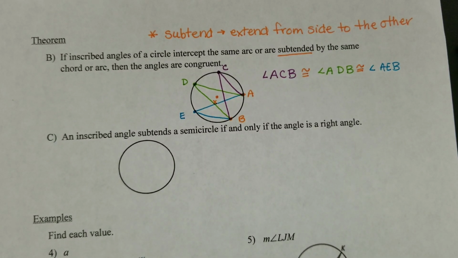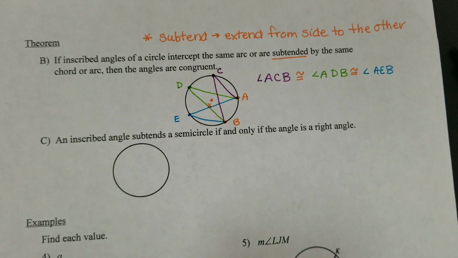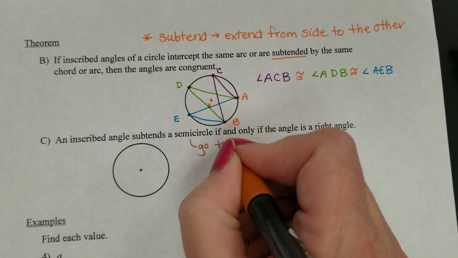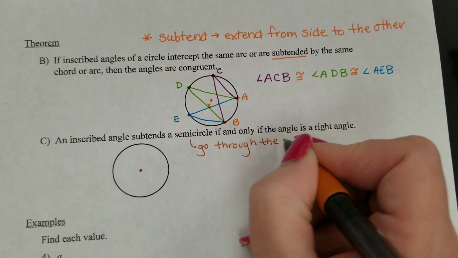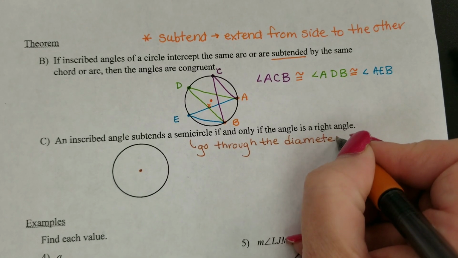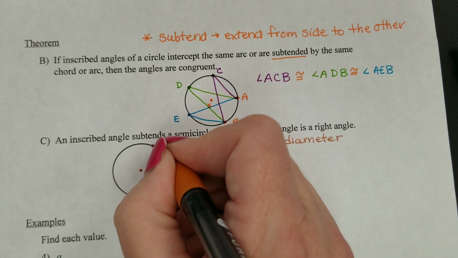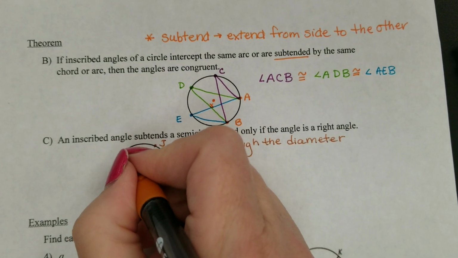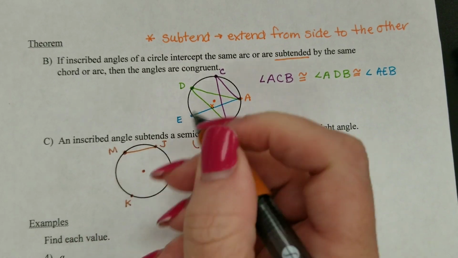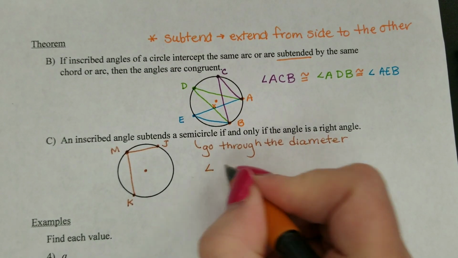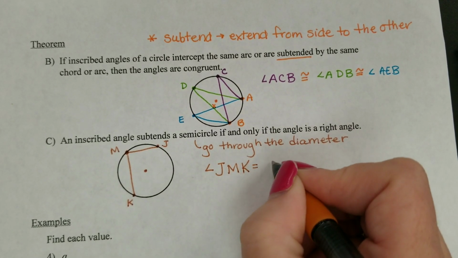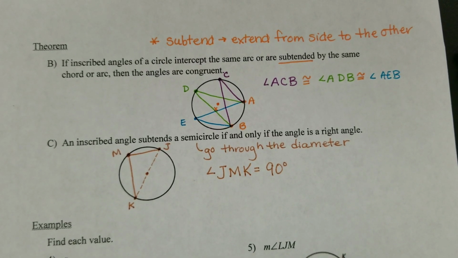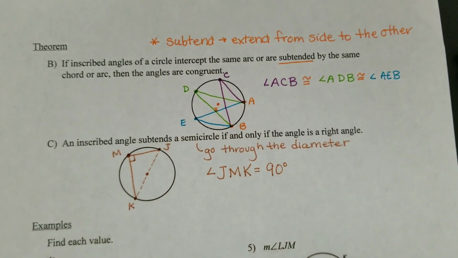Now, along with this too, we have an inscribed angle that subtends, or moves from one end to the other of, a semicircle, which means it's going to go through the diameter, right? So if I have, let's call that J and K, and J and K would be endpoints of the diameter, and we have an angle over here, and we'll call that M. This angle, JMK, is equal to 90 degrees because it subtends a semicircle, which means that hypotenuse would go through the diameter. That makes this a right angle.